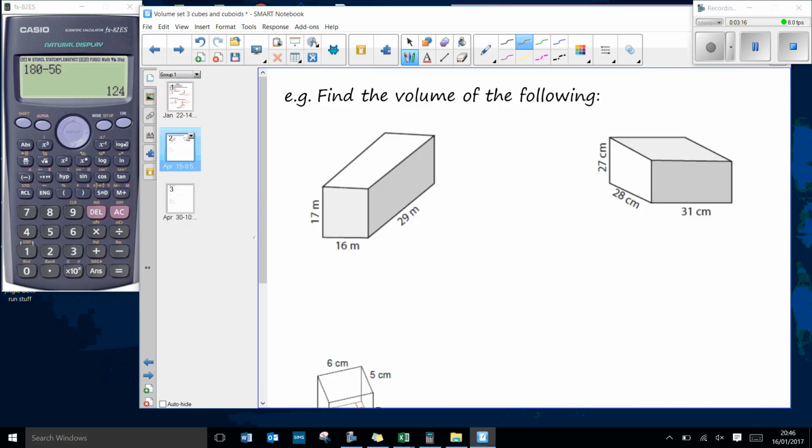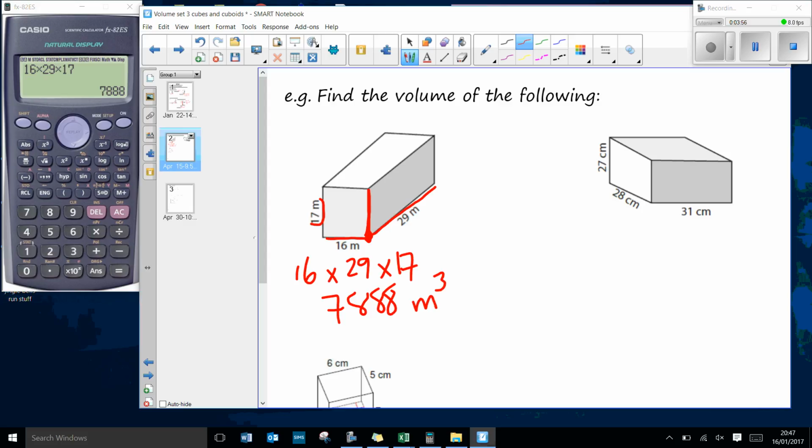Okay, here's some examples. So if I were to focus on this vertex here, we've got 16 multiplied by 29 multiplied by this measurement. Has no label, but we know it's equivalent to this, so it'll be 17. So 16 multiplied by 29 multiplied by 17 gives 7888. And this unit is meters, so this would be meters cubed.